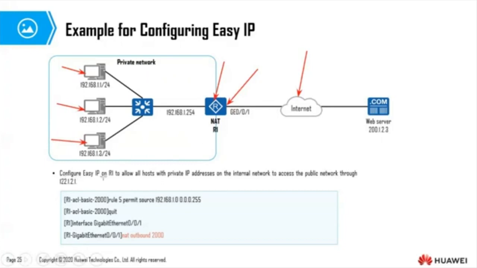So here we want to configure Easy IP on R1 to allow all hosts with the private IP addresses on the internal network to access the public network via 122.1.2.1. So we have to create an ACL, rule 5 permit source. We enter the private address and the wildcard. Then we go to the interface. Then we simply use the command nat outbound 2000.